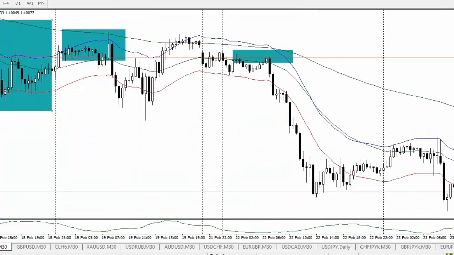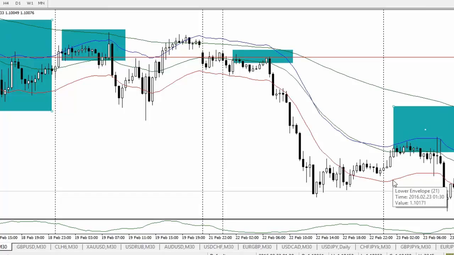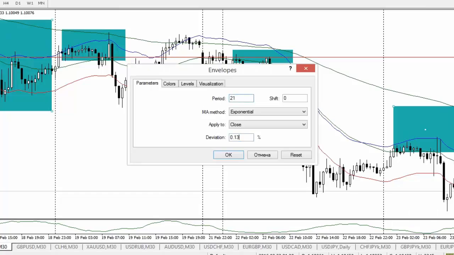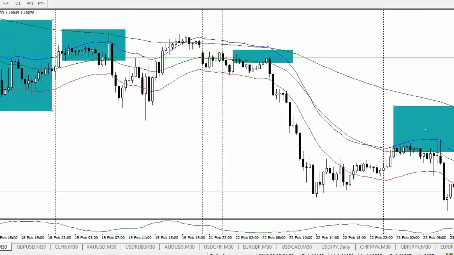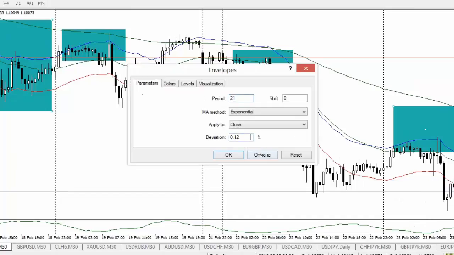Market enters the value area. That's the value area. I mark it with a rectangle. Let's once again set the deviation parameter. It is very small. This time it is very small. It is 0.10.